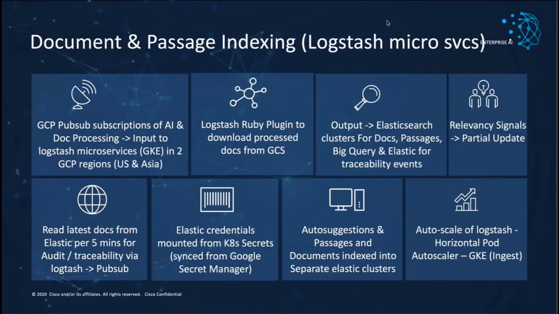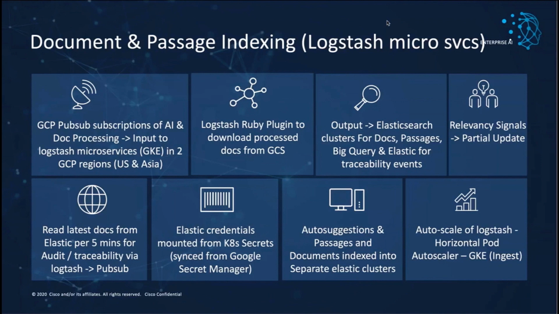So the output of the document processing workflow, as well as the AML workflow, is sent to PubSub, and we have Logstash microservices deployed in GKE, Google Kubernetes Engine, which would download the passage or the document from GCS and send it to Elastic for indexing. We do have separate clusters and indices for, say, autosuggestions and passages, and a separate one for documents.